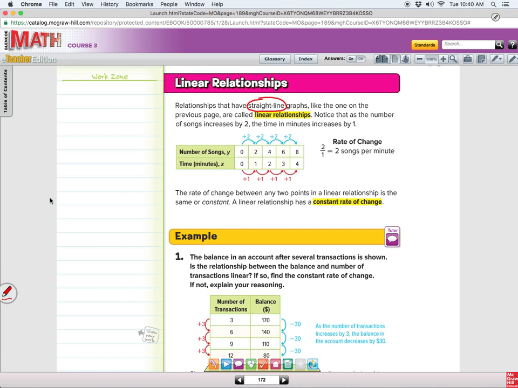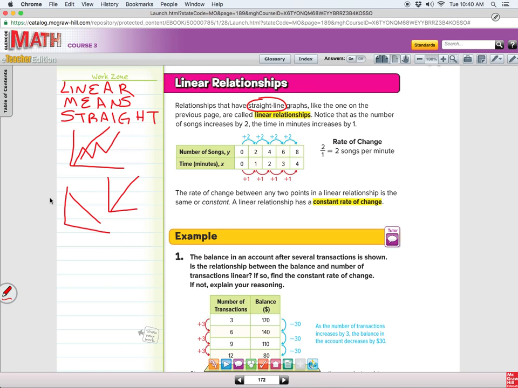So linear means straight. Write yourself an extra note on the side. Linear means straight. So if you see a graph and it has a line that goes up and down, while that may look like straight lines all throughout, it is not constant. It's not consistently going up like it should be. So if you see a straight line like this, that is a straight line. Not a straight line, not linear. These two both are linear because they're both straight lines.